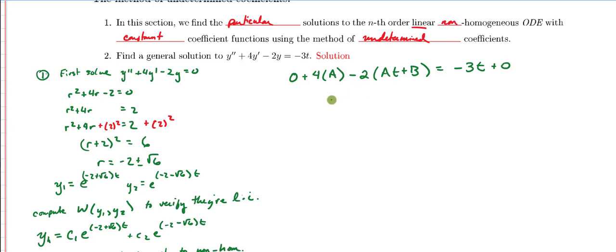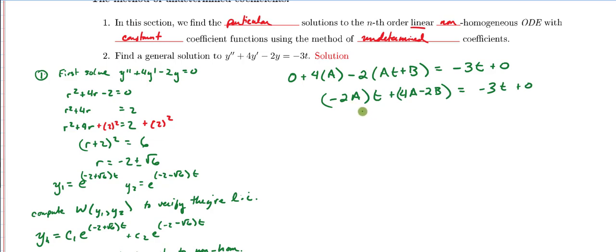So what I end up with is minus 2a t plus 4a minus 2b has to equal what I've got on the right-hand side there. And so you can see we've got a situation where we can construct equations to solve for those previously unknown coefficients. That's why we call it the method of undetermined coefficients. So now we're going to solve for both a and b.